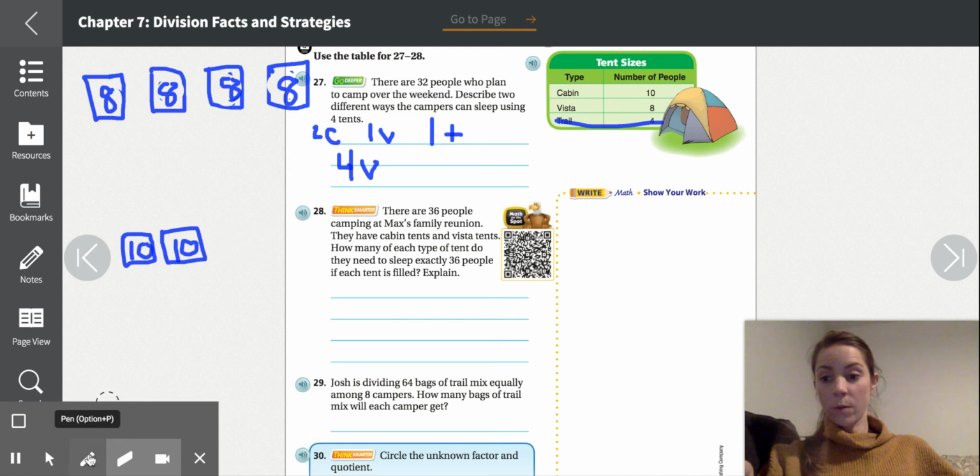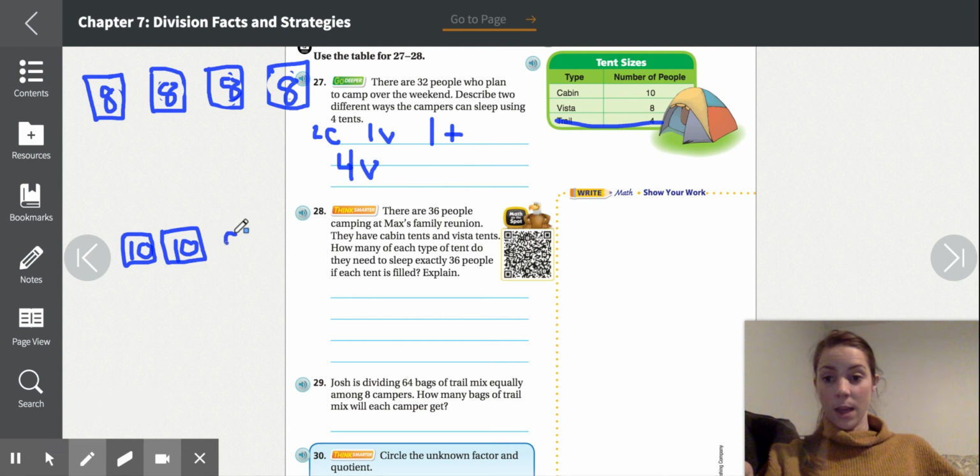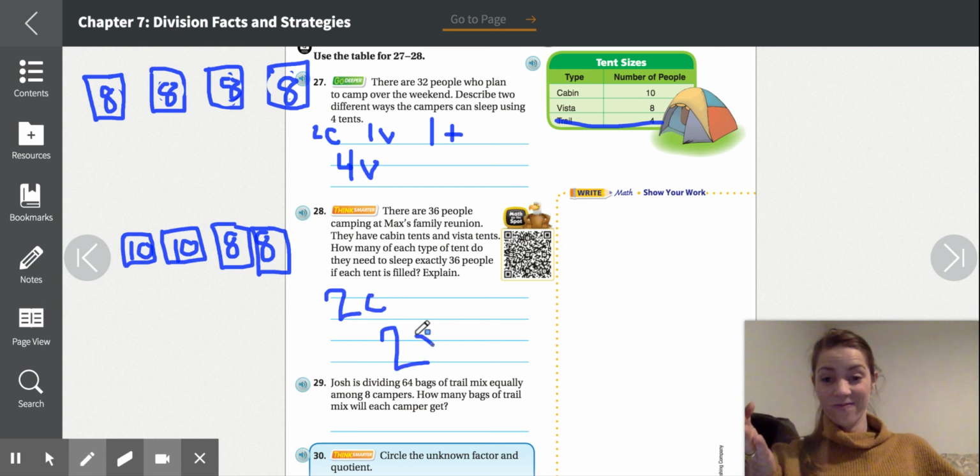What other numbers could I add here? Instead of adding another 10, if I add an 8 this time, I'm at 28. And what if I add another 8? 28 plus 8 is 36, so that would work. So now how many of each did I use? I used 2 cabins and 2 vistas. Did you get that? Very good job if you did. That was awesome. Those are more challenging for our brain right now.